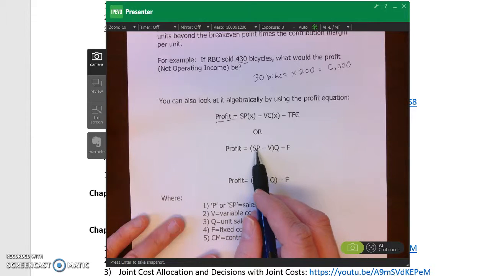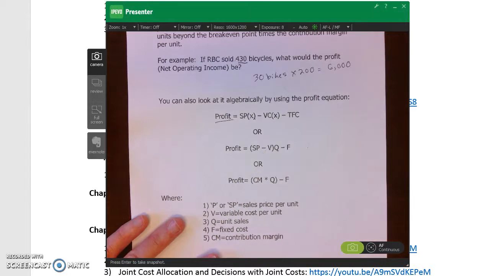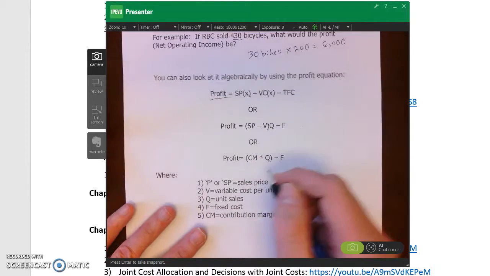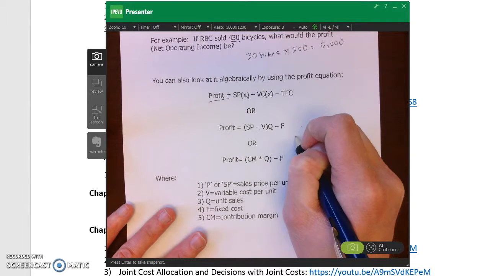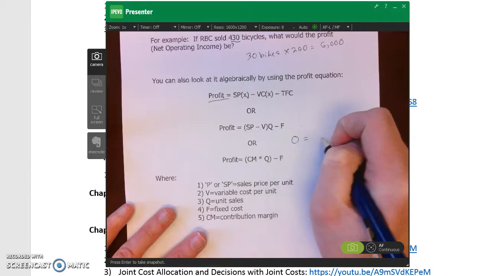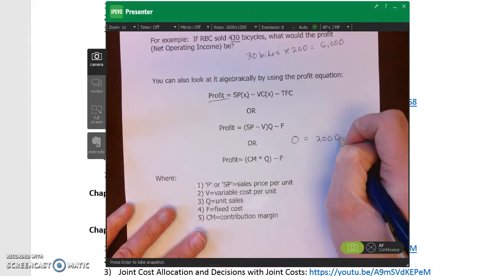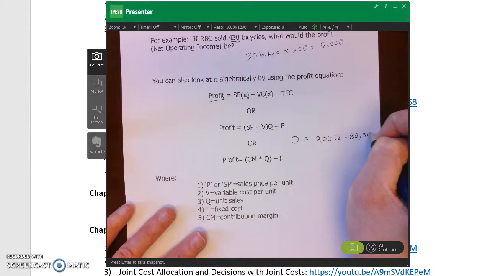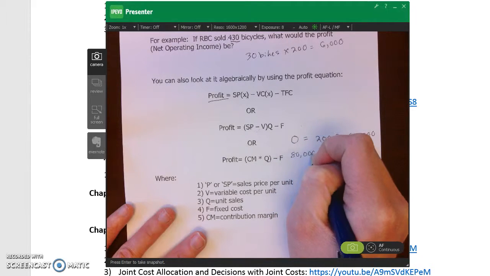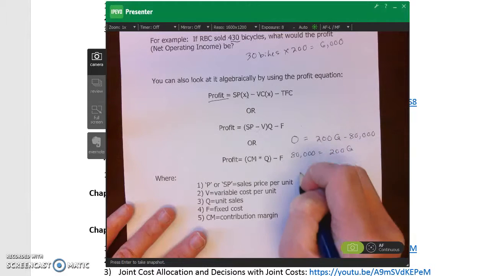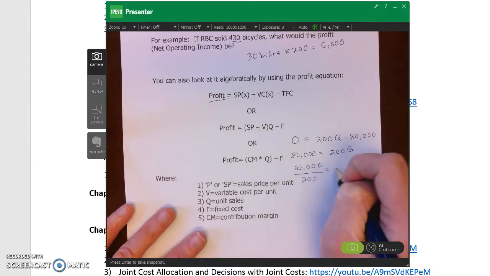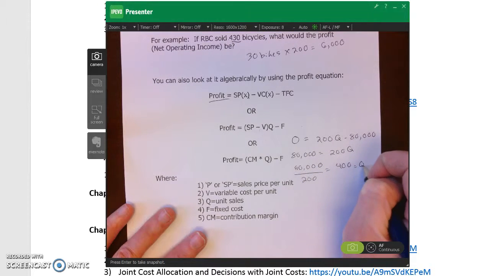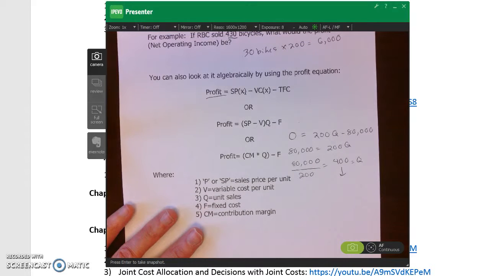Or, remember that this is contribution margin. So I can say contribution margin times Q minus my fixed cost equals profit. If we think about that in terms of our break-even, remember we said, what's profit at break-even? It's 0. 0 equals my 200 Q minus my 80,000. Therefore, 80,000 equals 200 Q, and then my 80,000 divided by my 200 gives me 400, which equals Q. That's how many bikes I need to sell to break even.